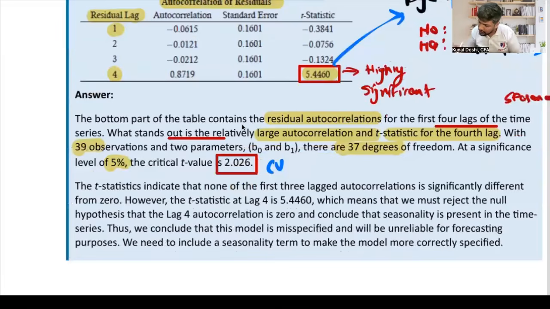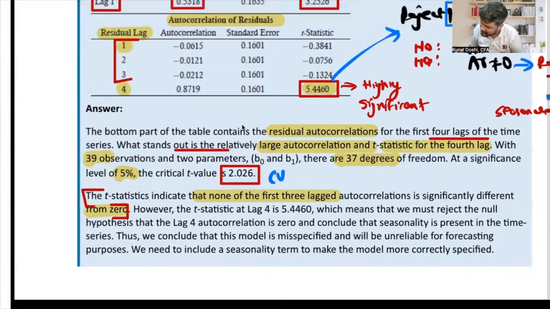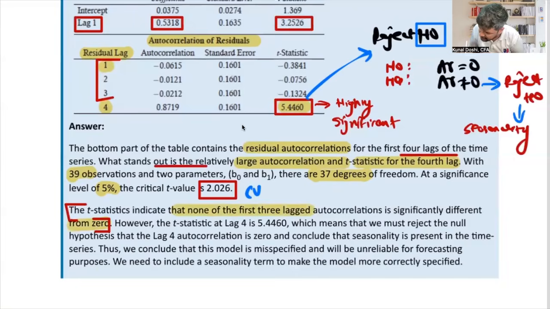Yes. So the T statistic indicates that none of the first 3 lags autocorrelation is significantly different from zero. In the first 3 cases, I didn't find their value to be greater than 2.026 or less than -2.026, right? So in these 3 cases, we detected no seasonality because we rejected, or we did what? Sorry, we failed to reject the null. So in this case, we failed to reject the null, so we had no seasonality, correct? But not in the case of the fourth one.